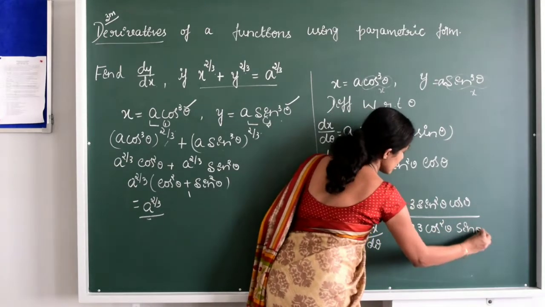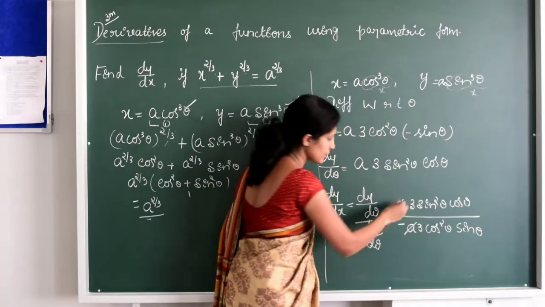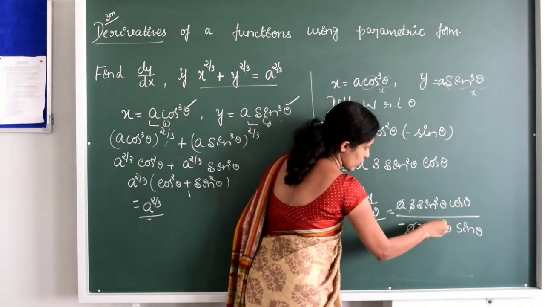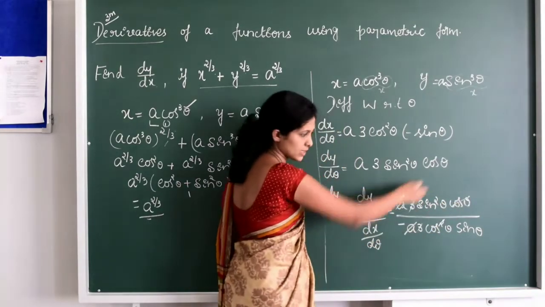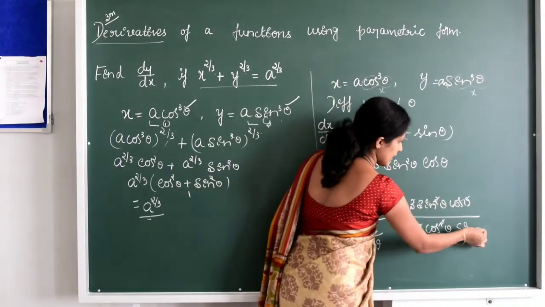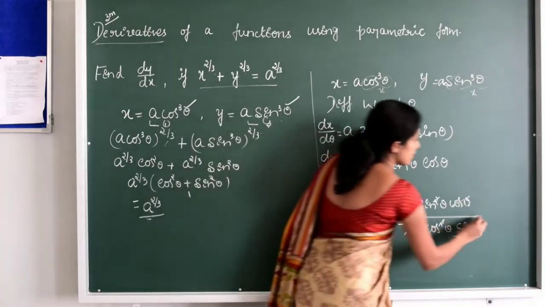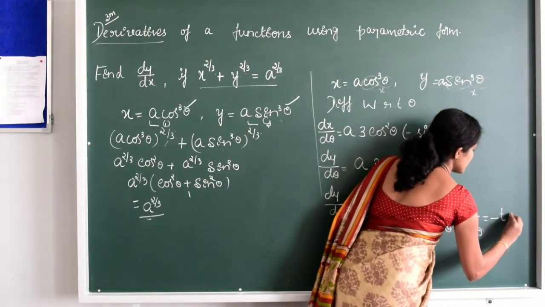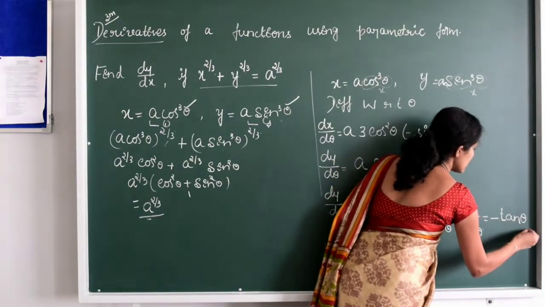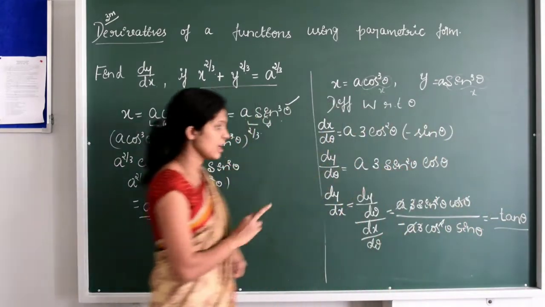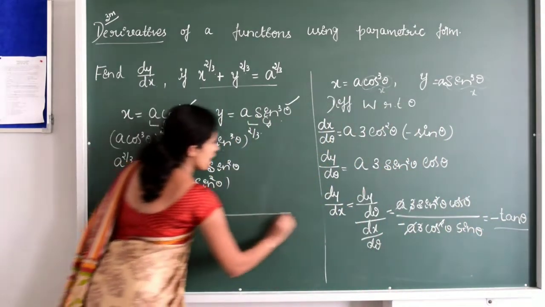Here what can we cancel? a and a will cancel, 3 and 3, one cos theta and cos theta, another cos theta and cos theta, and sin and sin. What is remaining? Minus sin by cos, which is minus tan theta. Is it clear? This is the answer, but not only this much: you have to substitute the value of tan theta and write it here.